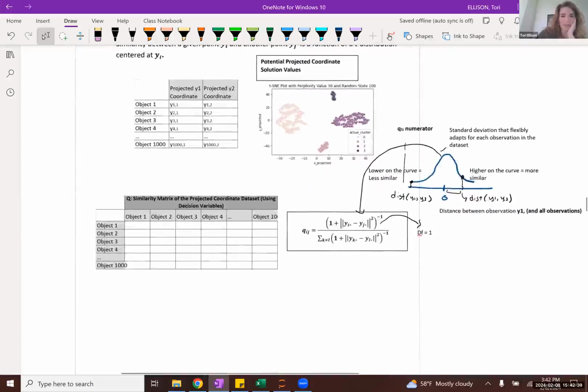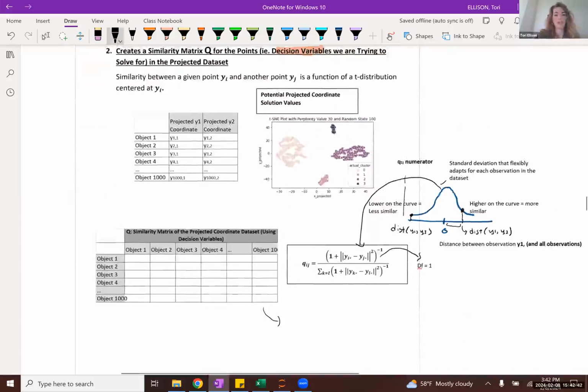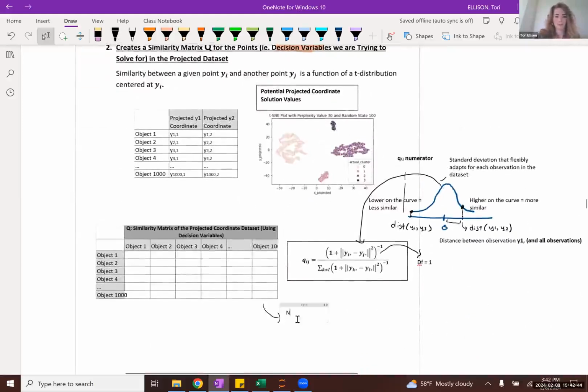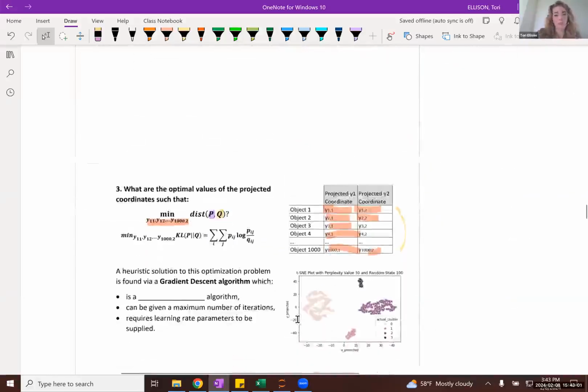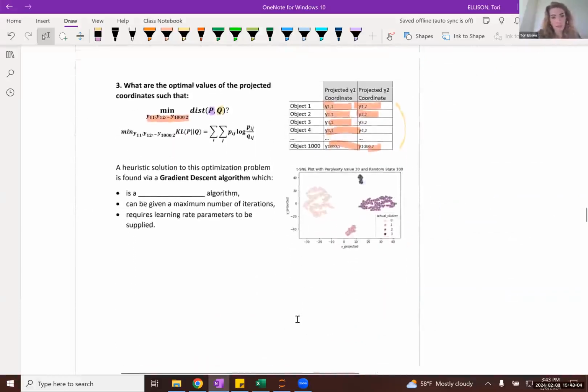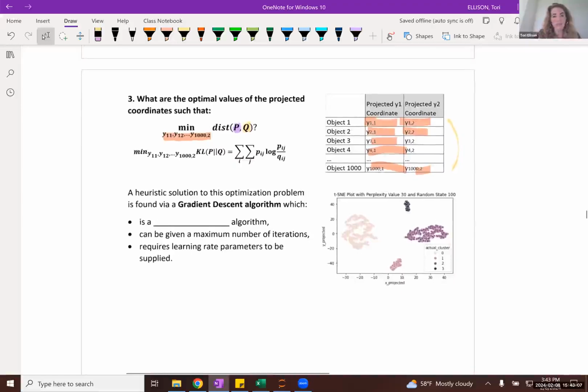And again, what you want to remember is that this Q matrix that we're creating here is not an actual matrix of values, but more so a matrix that is a function of decision variable values, if you will. Okay. And once we have that P matrix and that Q similarity matrix, what we are ultimately trying to do, like I mentioned, is solve for the optimal value of these decision variables that minimize the distance between the P and the Q matrix.